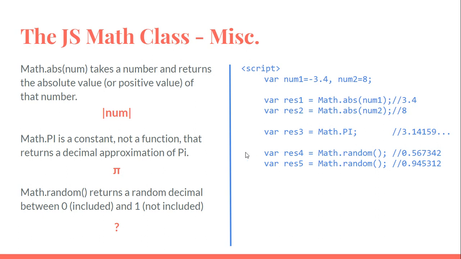And then finally, we've got Math.random, and we're going to talk a little more about this on the next slide. But Math.random returns a random decimal that's between 0 and 1. It can be 0. It will not be 1. So it's from 0 included up to but not including 1. And every time you call random, you're going to get a different decimal.